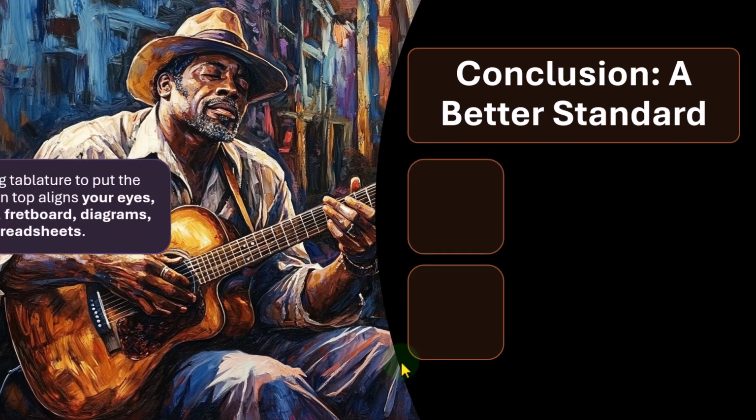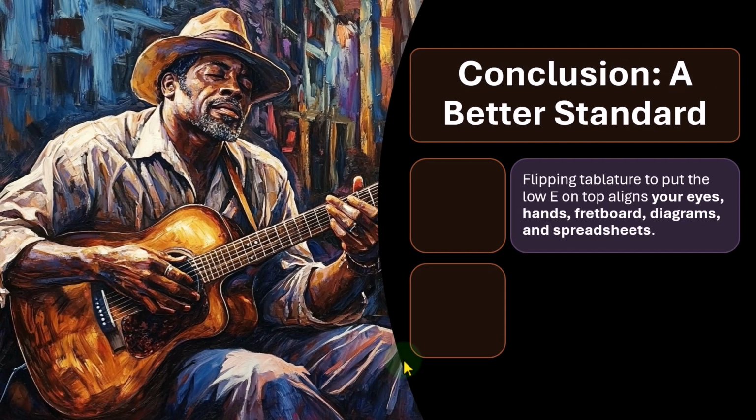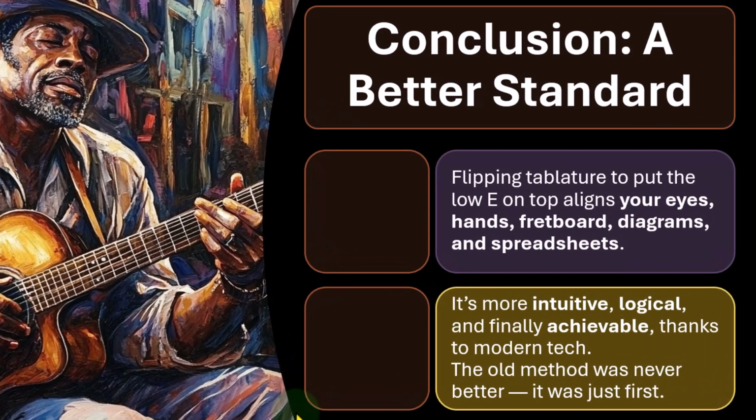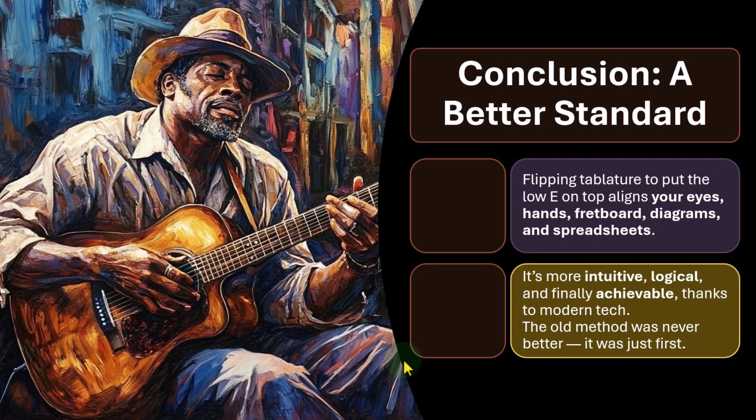So, conclusion: a better standard. Flipping tablature to put the low E on top aligns your eyes, hands, fretboard, diagrams, and spreadsheets. Gets everything going in the same direction. That's easier to do. We see things left to right. It's more intuitive, logical, and finally achievable at this point, thanks to modern technology. The old method was never better. It was just first. That's the point.